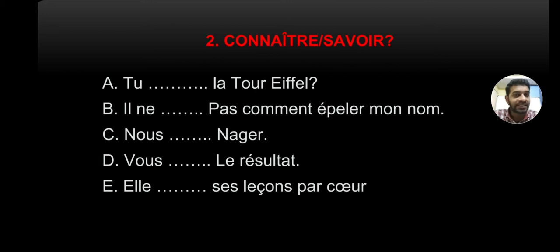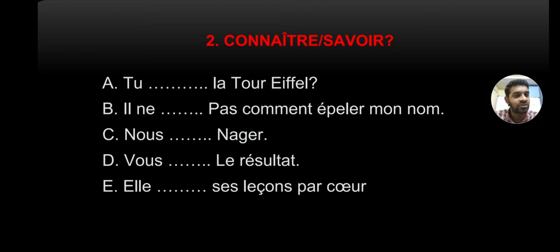The second one, il ne dash pas comment épeler mon nom. So he doesn't know how to spell my name. To spell, épeler, is an action. So whenever you got an action, mostly we'll be using the verb savoir. So il ne sait pas comment épeler mon nom. He doesn't know how to spell my name. S-A-I-T will be used.